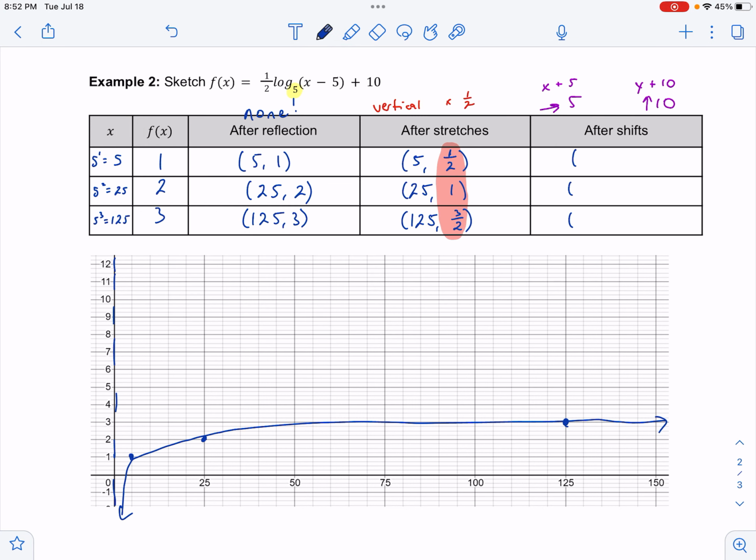Let's do x's first. I add 5. 5 plus 5 is 10. 25 plus 5 is 30. 125 plus 5 is 130. Now let's add 10 to all of our values. Half plus 10 is 10 and a half. 1 plus 10 is 11. 1 and a half plus 10 is 11 and a half.